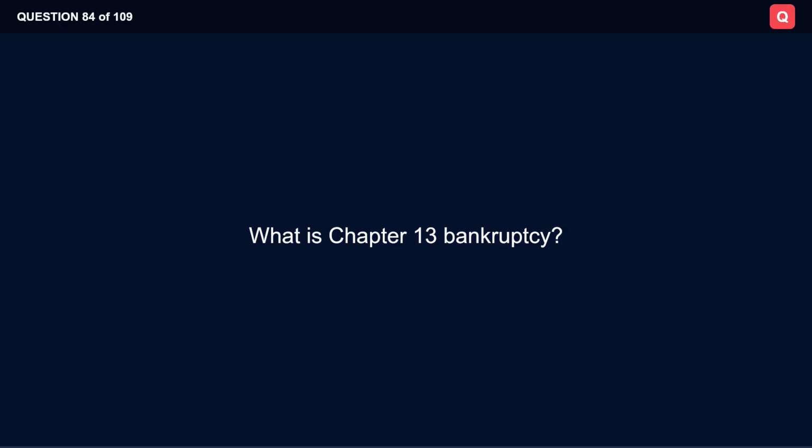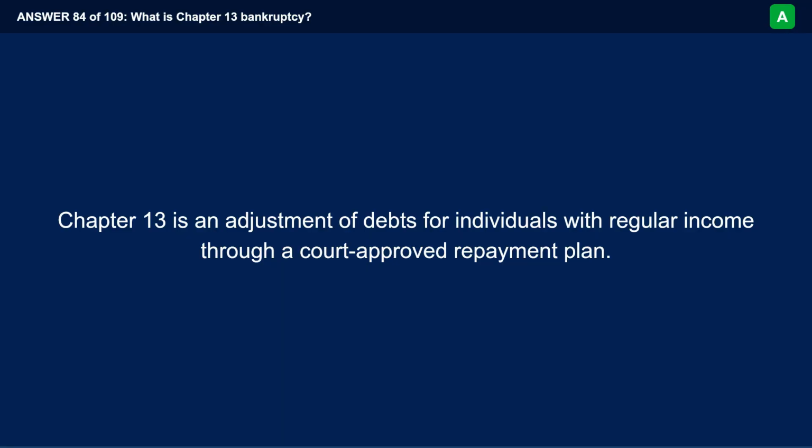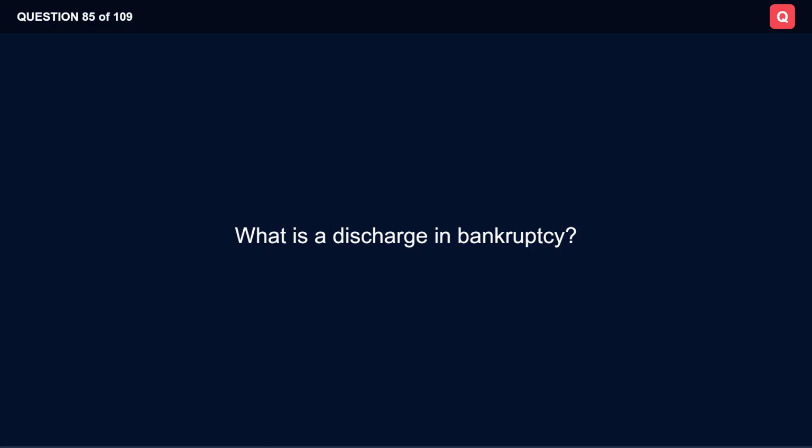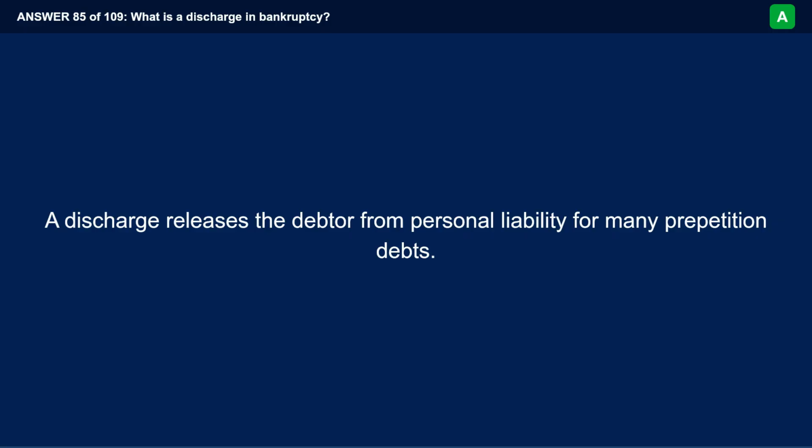What is Chapter 13 bankruptcy? Chapter 13 is an adjustment of debts for individuals with regular income through a court-approved repayment plan. What is a discharge in bankruptcy? A discharge releases the debtor from personal liability for many prepetition debts.